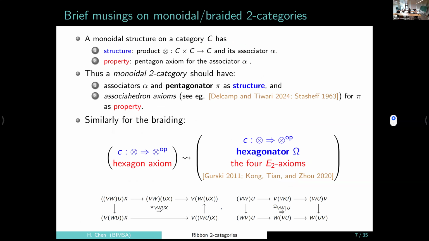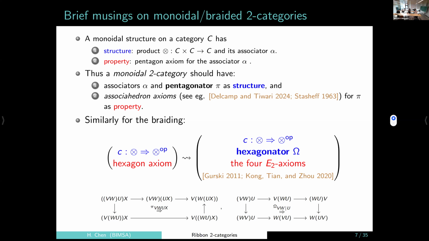Okay, so let me just give a brief feeling of how we perform categorification, or what monoidal or braided two categories are. Recall that a monoidal structure on a category is given by a monoidal product, just a functor, and its associator, which I could write as a natural transformation from 3 copies of C to 1 copy of C.